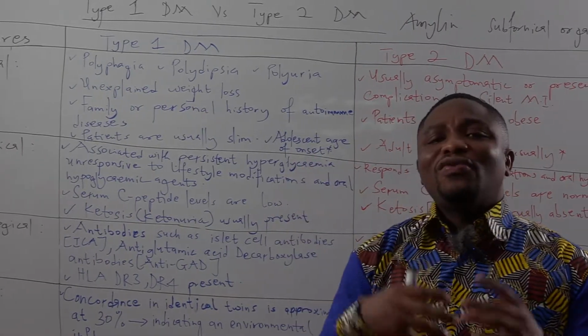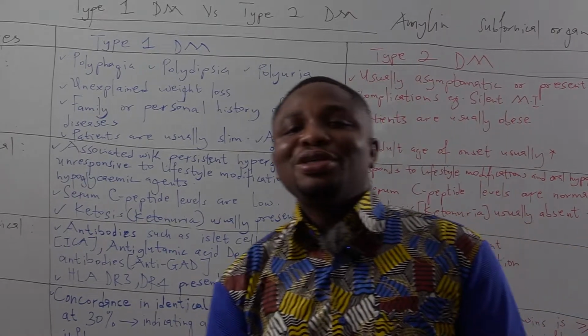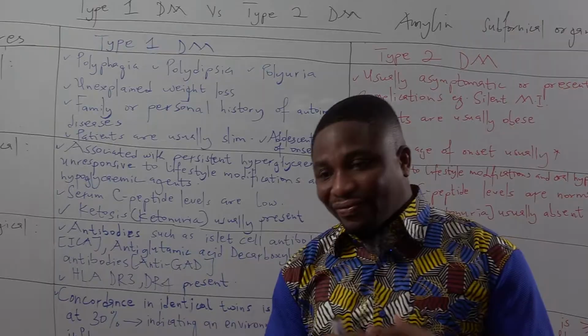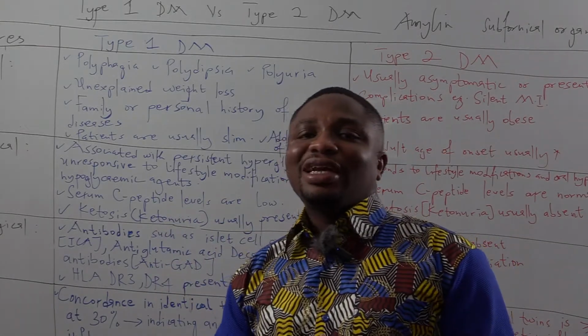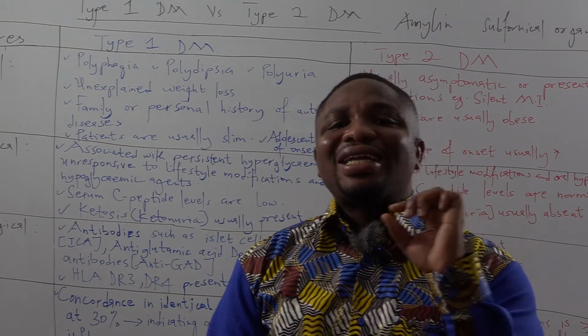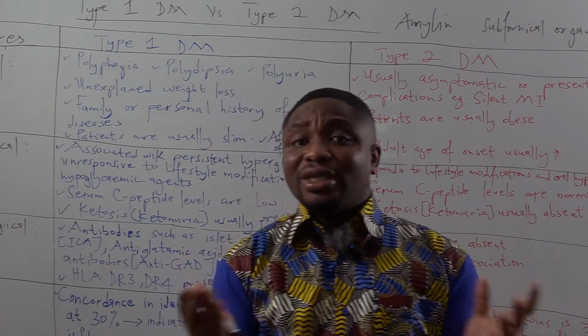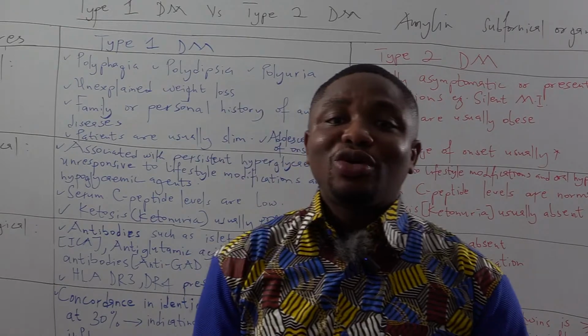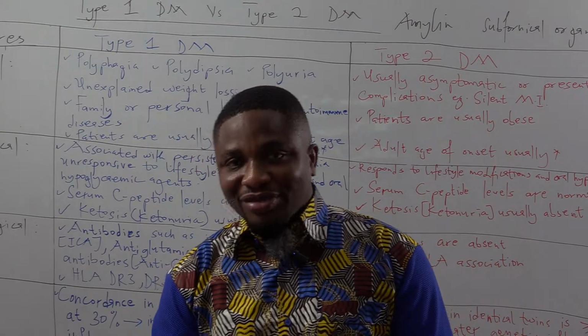And the next one is for type 1 diabetes mellitus, patients are usually slim. And finally, type 1 diabetes mellitus usually has an adolescent age of onset. Then the question goes, who is an adolescent? 10 to 19 years of age, according to the WHO definition.